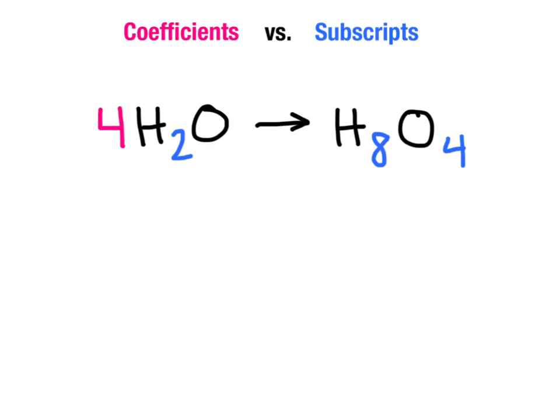This is a basic chemical equation, and one of the main ideas with balancing chemical equations is coefficients versus subscripts. So you can see the coefficients are in pink in this chemical equation, and the subscripts are in blue. So basically, while trying to balance a chemical equation, you cannot change or take away or add subscripts. You can only change and add coefficients.